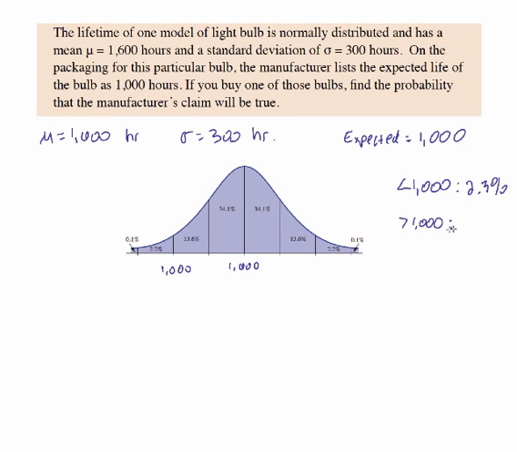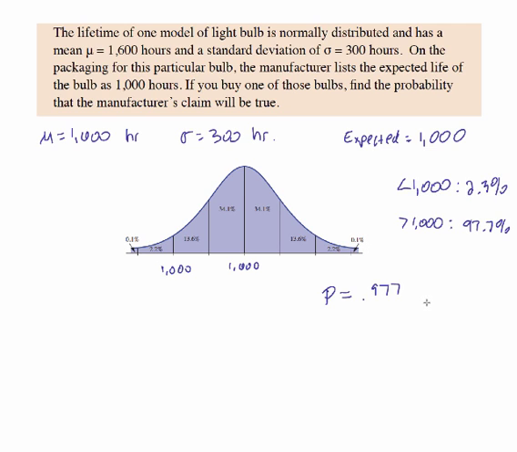So the area greater than 1,000 is going to be the difference between 100% and that, which is 97.7%. So, of all the light bulbs that are manufactured, we would expect 97.7% of them, or 97.7 out of 100, to have a lifespan of over 1,000 hours, which tells us that the probability we're interested in is 0.977, because we know that probability is just percent chance in decimal form.